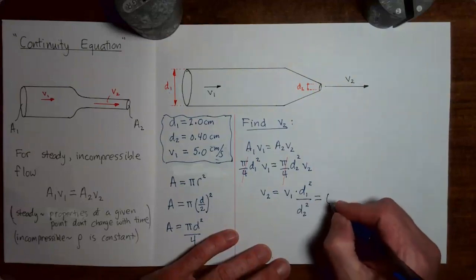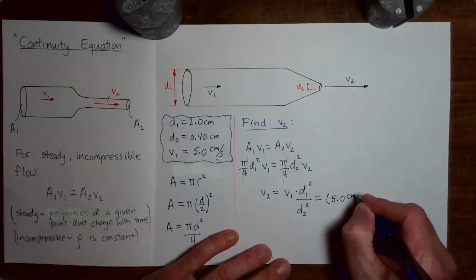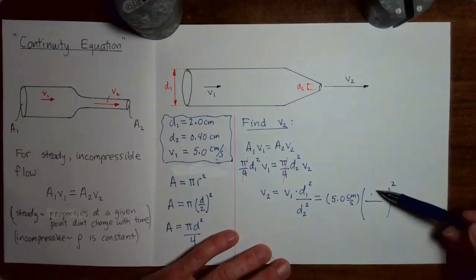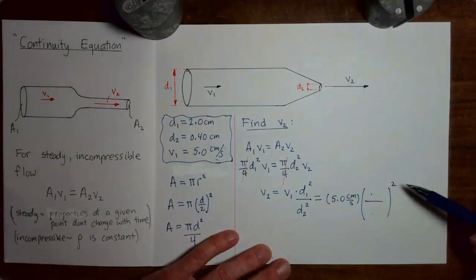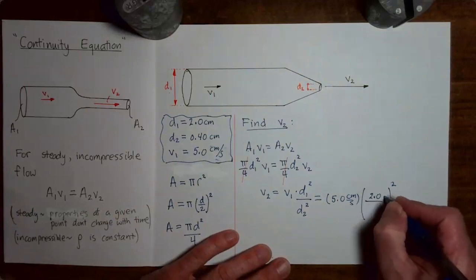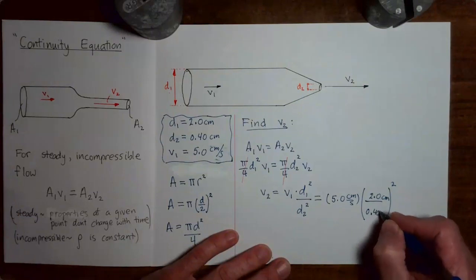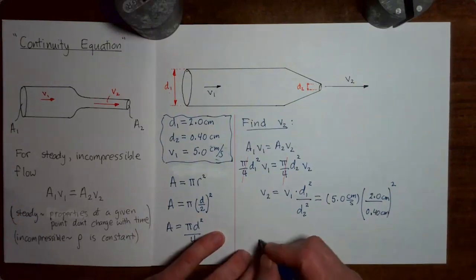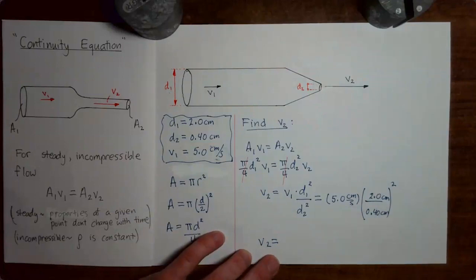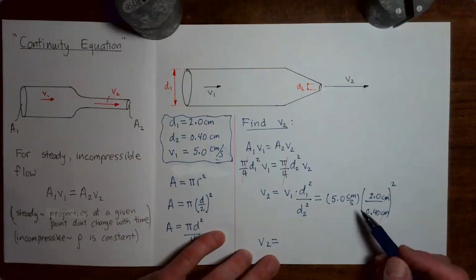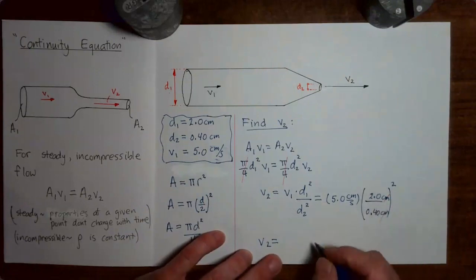So flow speed 1, 5 centimeters per second. Let me write this next factor as diameter 1 over diameter 2, whole thing squared. So diameter 1 was 2 centimeters. Diameter 2 was 0.4 centimeters. As far as the unit checking, just notice that centimeters cancels centimeters. So we can see that the unit of this whole thing is centimeters per second.